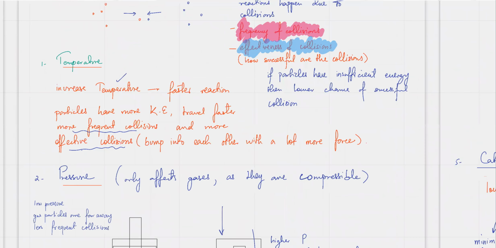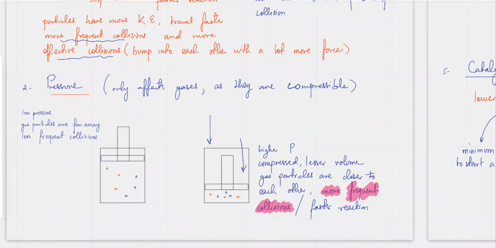The thing number 1 is temperature. That's the first one. What happens with temperature? If you have a higher temperature, you get a faster reaction, because the particles collide, travel faster, they bump into each other a lot more, and they have more effective collisions. With pressure, if you increase pressure, the particles become closer together. You get more frequent collisions. That was the second factor.